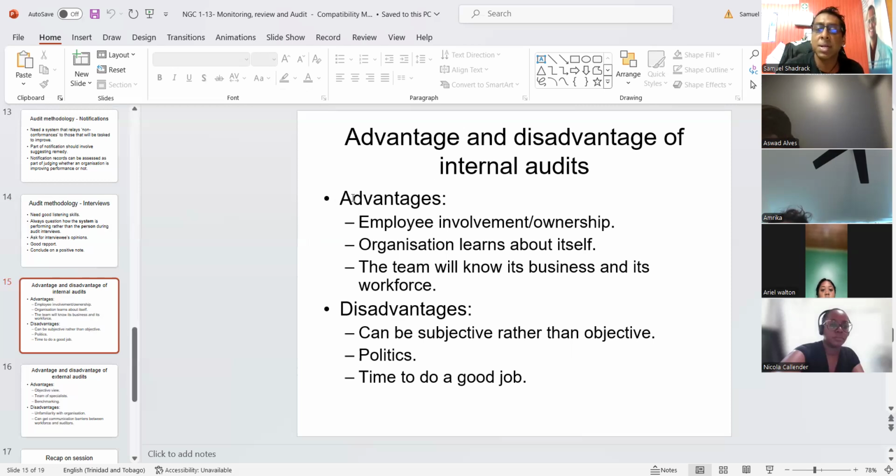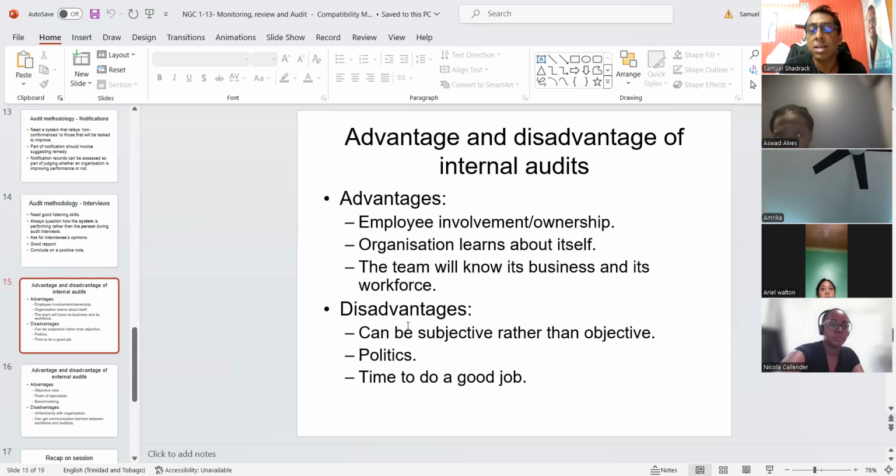So the advantage is that it builds employee involvement and ownership. They say in reality it's different, huh? Right? I won't talk about that. The organization learns about itself. The team will know its business and its workforce. I have done them, and you don't really get too many communication barriers, because the company would have said this week we are doing a round of internal audits. When they see Shadrach come around, please give him your undivided attention. And most people do that anyway, whoever the auditor is, if it's an internal audit.